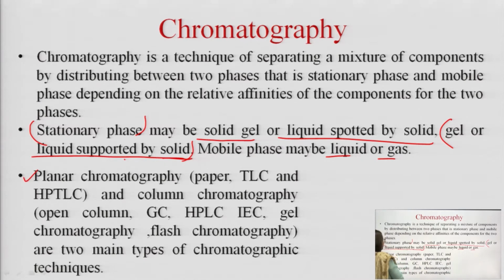Planar chromatography, like paper chromatography, thin layer chromatography or TLC, and HPTLC, that is high performance thin layer chromatography, and column chromatographies, which are also called open column chromatography. Examples of this are GC, gas chromatography, HPLC, high performance liquid chromatography, ion exchange chromatography, gel chromatography, and flash chromatography. These are the two main types of chromatographic techniques.